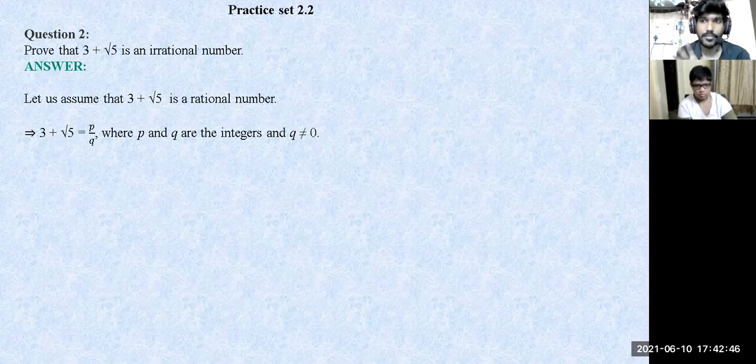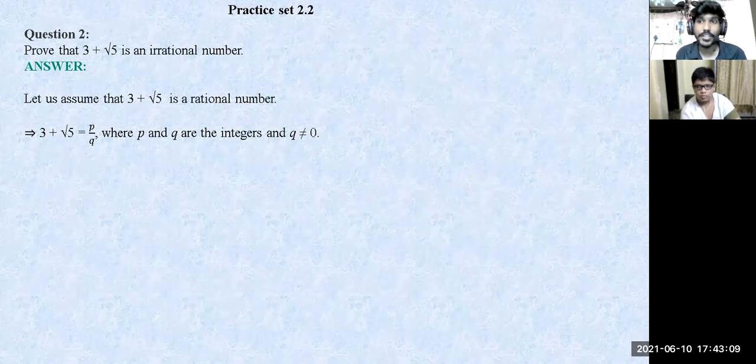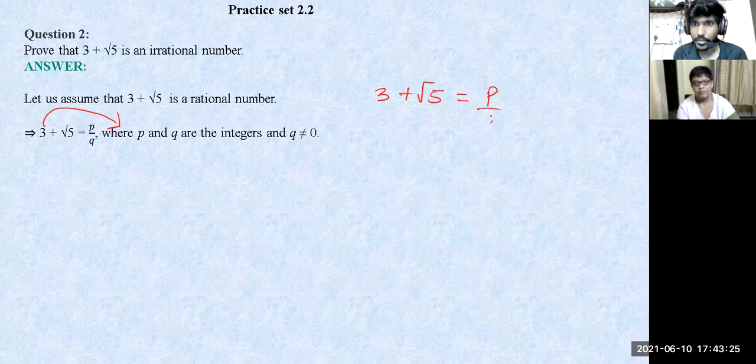Look at this one. The previous one had multiplication. This has addition. So what will we do here? We'll take plus 3 to the other side. In the first one, 4 was in multiplication. Here I need to take plus 3 on the other side. So when you take plus 3 on the other side, you'll have root 5 is equal to p upon q minus 3.